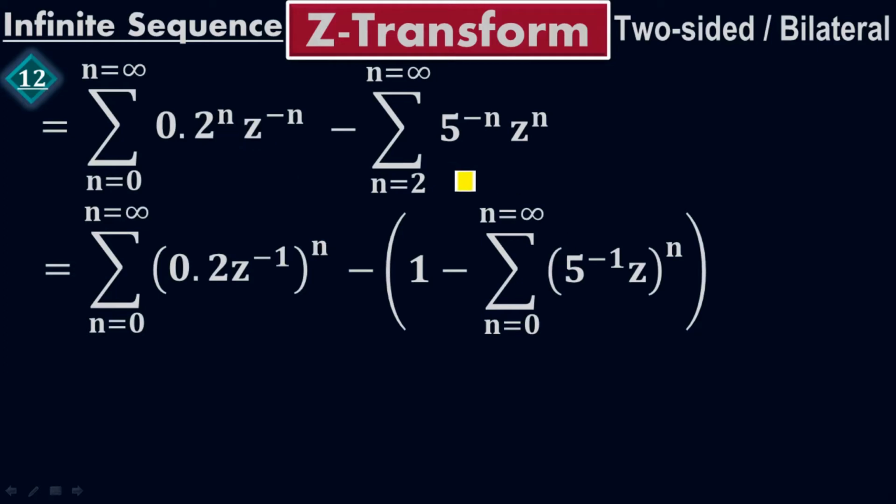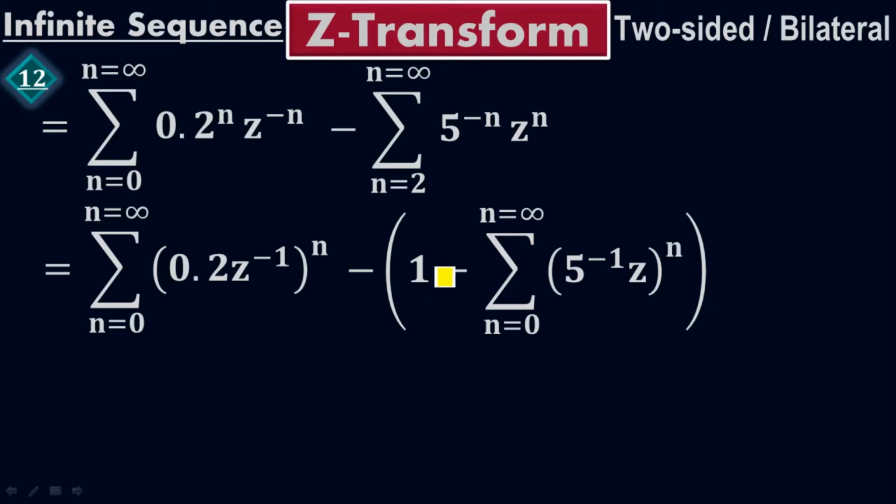Similarly, we know that to find the z-transform, we must have 0 here. We are on the way towards the right-sided equation. But the difference is that we have positive 2 here. If we have n equals 0 up to n equals infinity, then we can find the z-transform. To do so, we're going to put n equals 0. So I will have 1 minus the summation of 5 to the negative 1 times z to the whole n, where n starts from 0 up to positive infinity.